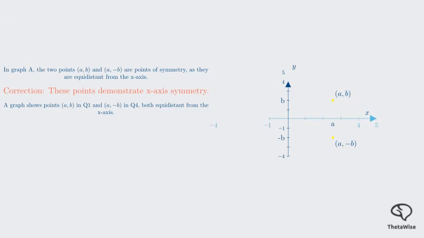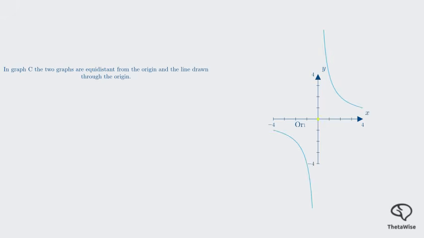The text correctly identifies the equidistant property, even if it labels them as points of symmetry rather than points demonstrating x-axis symmetry. Next, the memo mentions graph C. The 2 graphs are equidistant from the origin and the line drawn through the origin. This sounds like it's describing the symmetry of a hyperbola like the one in Figure 4.8. C. We saw that graph C has point symmetry about the origin.